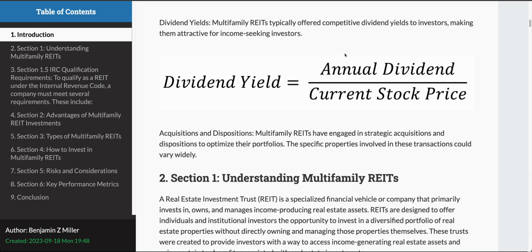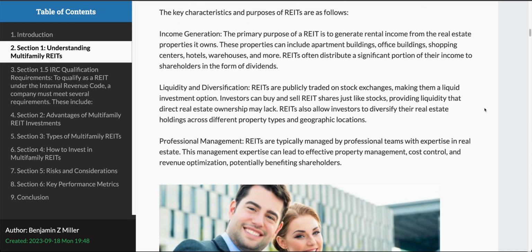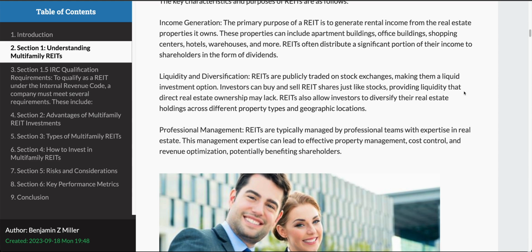In terms of understanding REITs, there are several important characteristics. They are set up, of course, to generate income. That's the primary purpose. There are different types of REITs. There are REITs that invest in hotels, and REITs that invest in warehouses, office buildings, and apartment buildings.